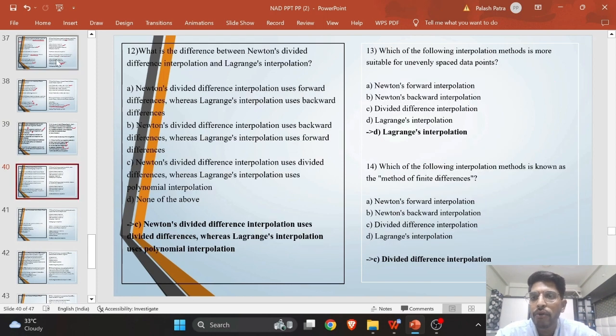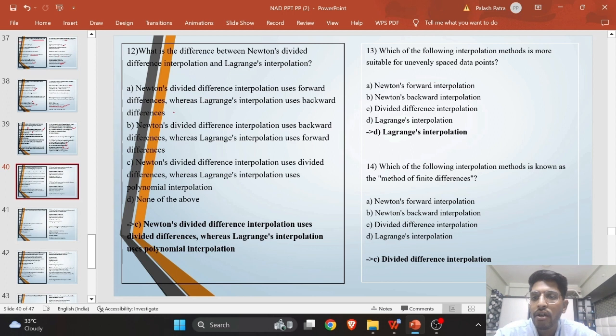So let's now move to question number 12. It asks: what is the difference between Newton divided difference interpolation and Lagrange's interpolation? Now, when we look at it, Newton divided difference interpolation uses forward, whereas Lagrange's interpolation uses backward.